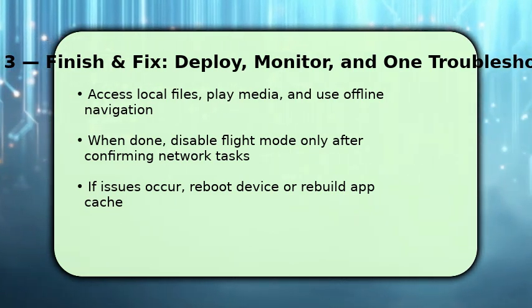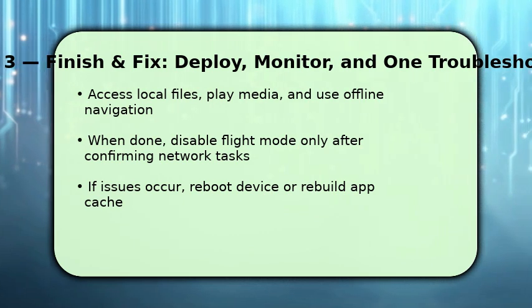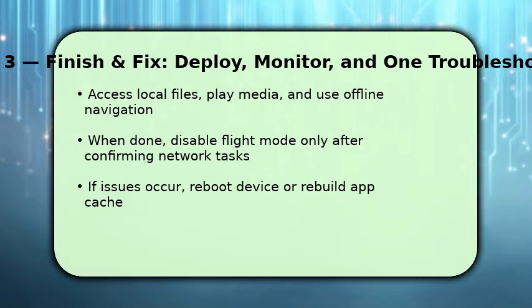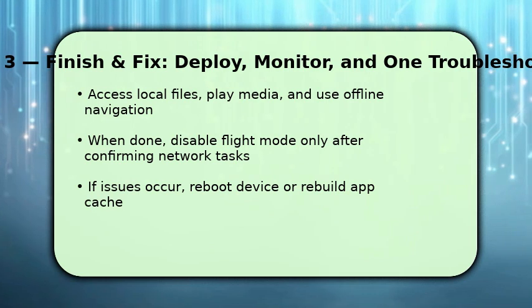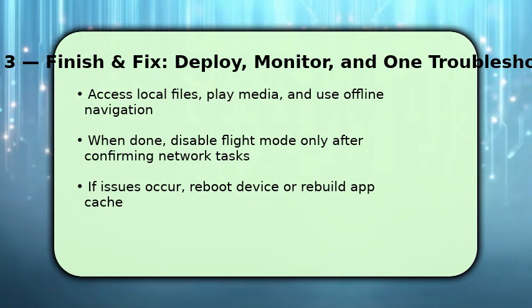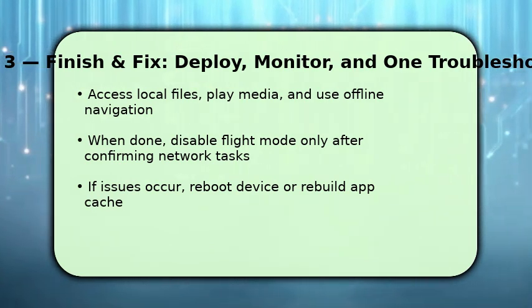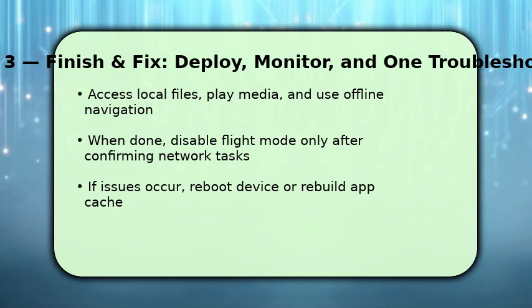If something does go wrong, an app won't show cached items or media fails, reboot the device first. If that fails, clear and rebuild the app cache or re-download the specific files. That usually fixes most offline access issues.